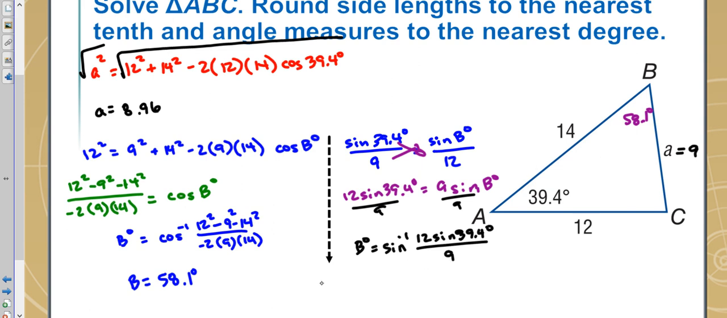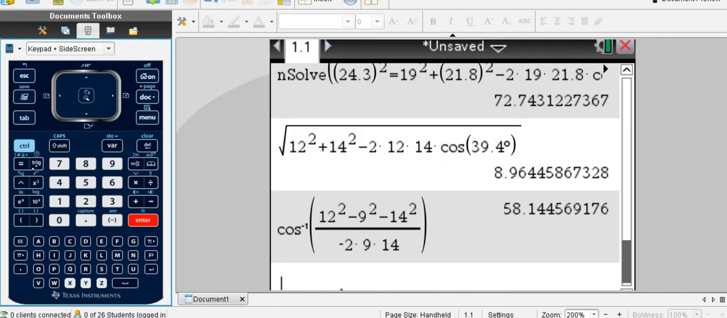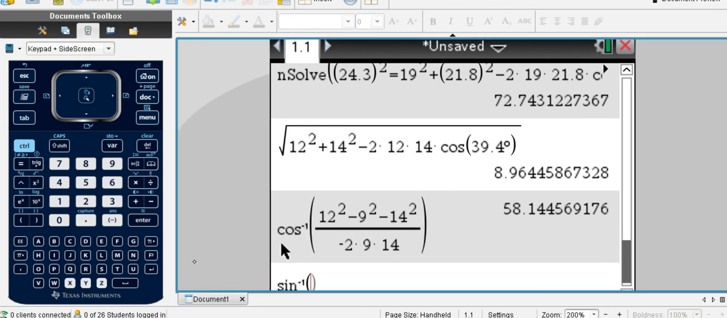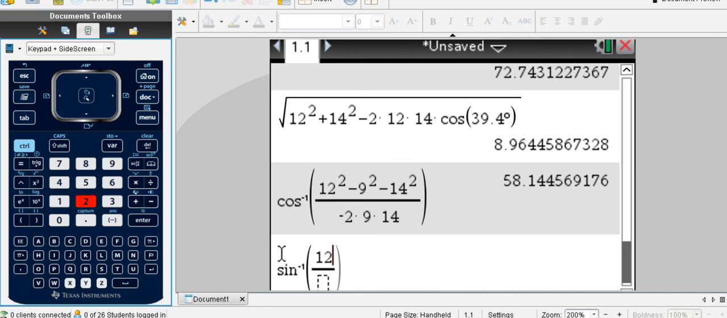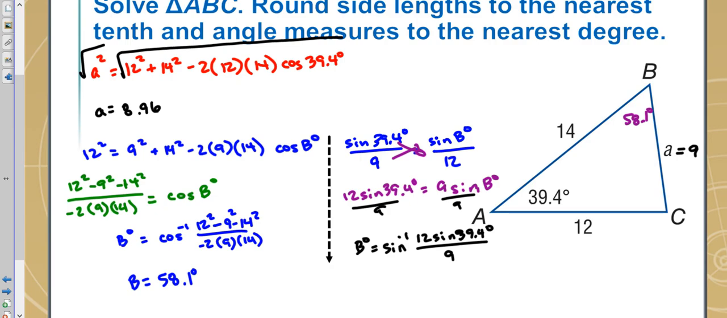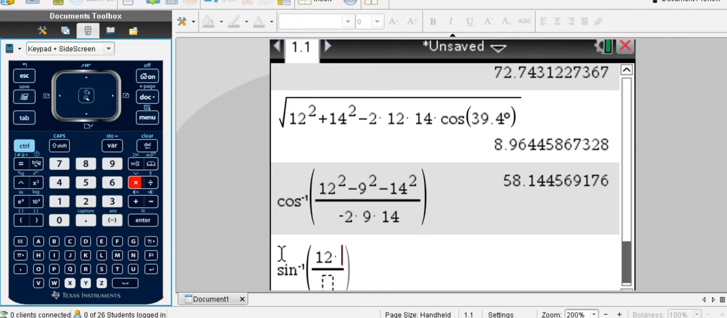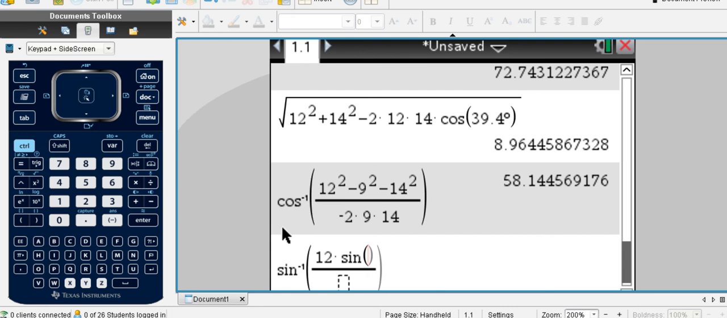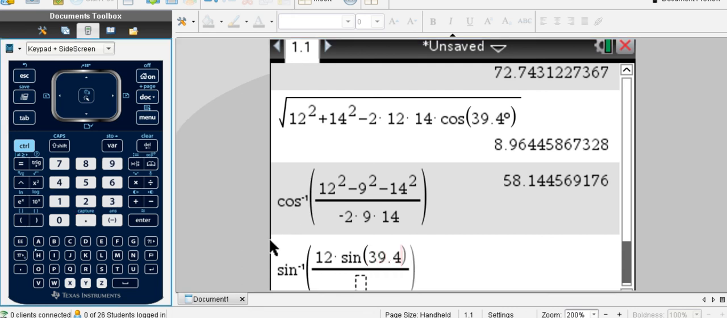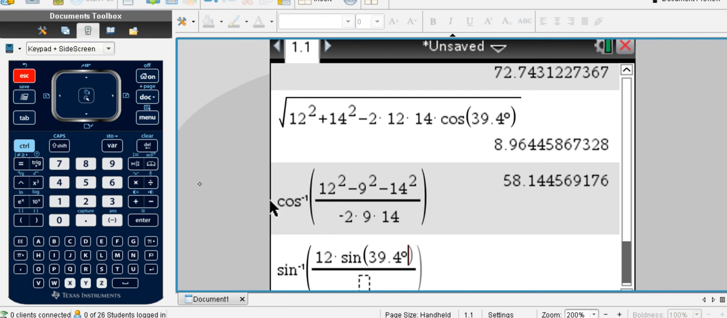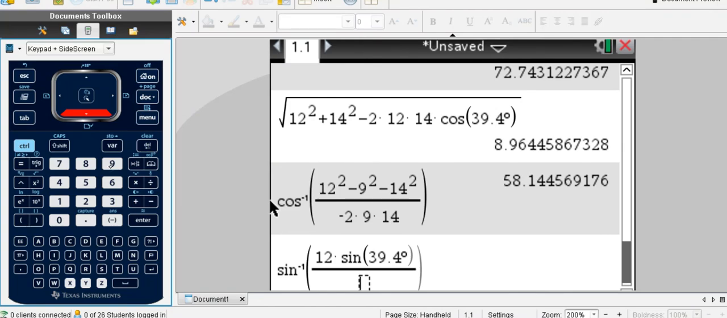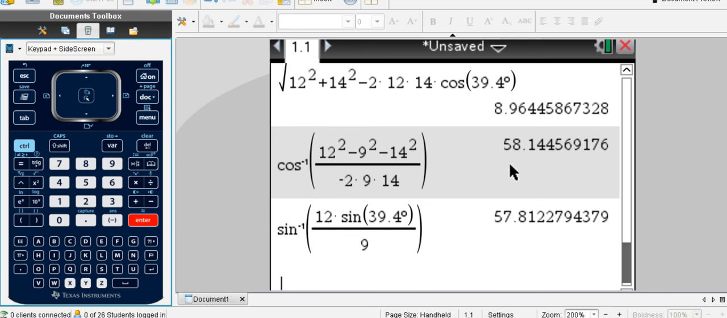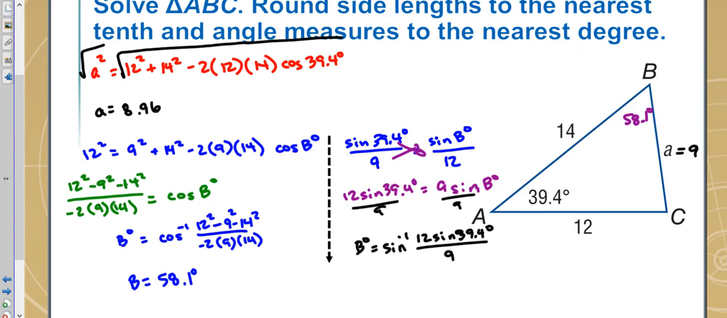So let's try that in the calculator. Sine inverse of that fraction of 12 times sine 39.4 degrees, all that divided by 9. I hit enter. I get 57.8 degrees.